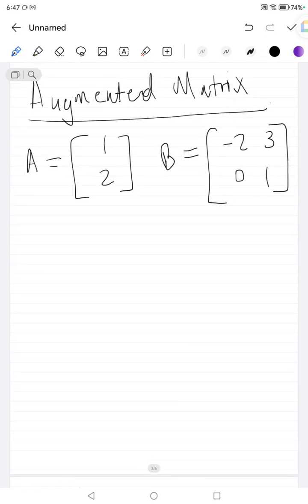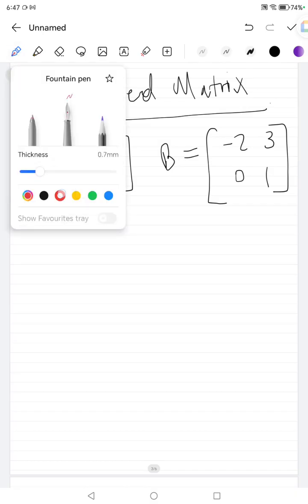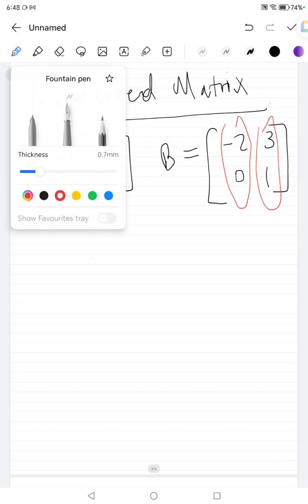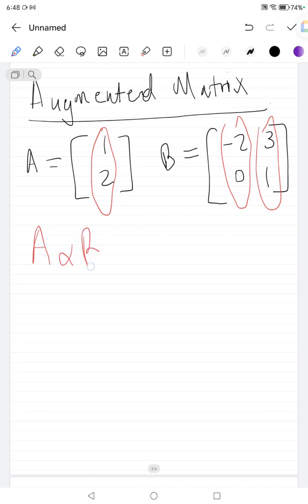If we want to write this in an augmented form, we simply do it by joining the columns of two matrices. Remember what I said, these ones are your columns. So your augmented matrix for A and B would look like this: you would have your A slash your B. Basically, you are joining them together.